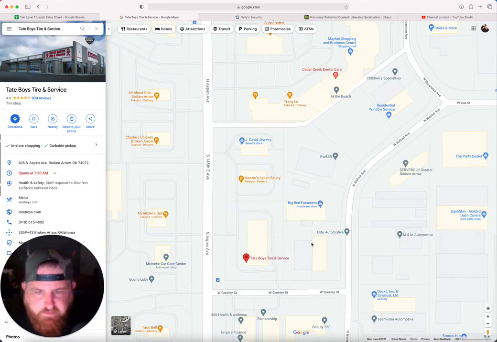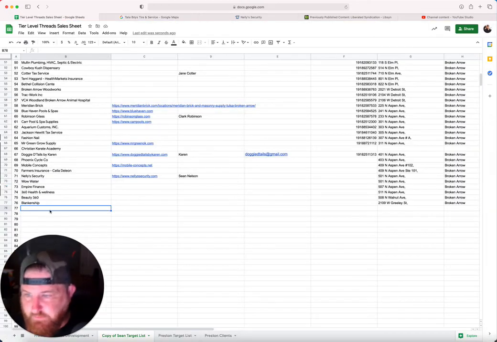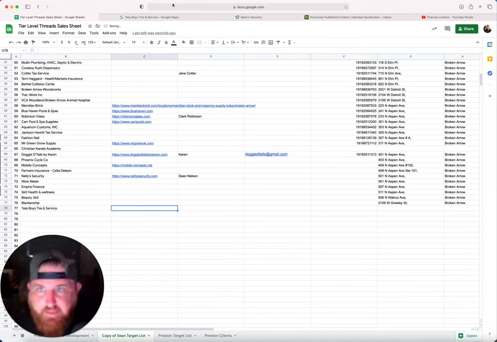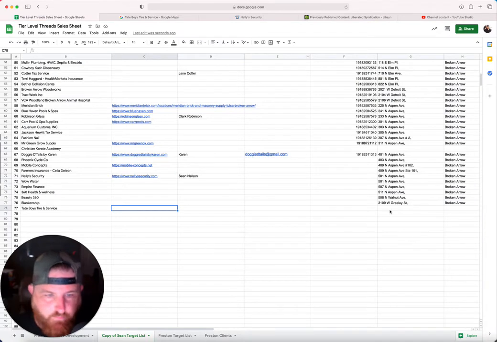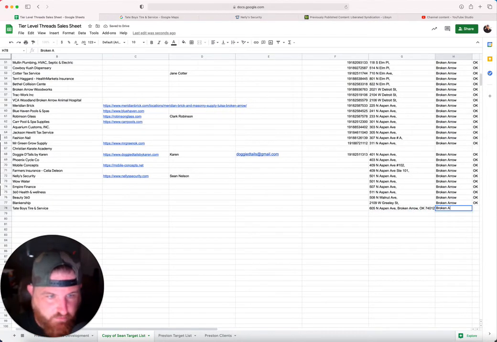So Tate Boys Tire and Service. This is a bigger company, but I'm going to go ahead and put them on there because they have multiple locations, I believe. And again, this is something where you just go in and find out who makes those decisions for them on a corporate level. And next thing you know, you might be printing hundreds, if not thousands of shirts for all of their locations.